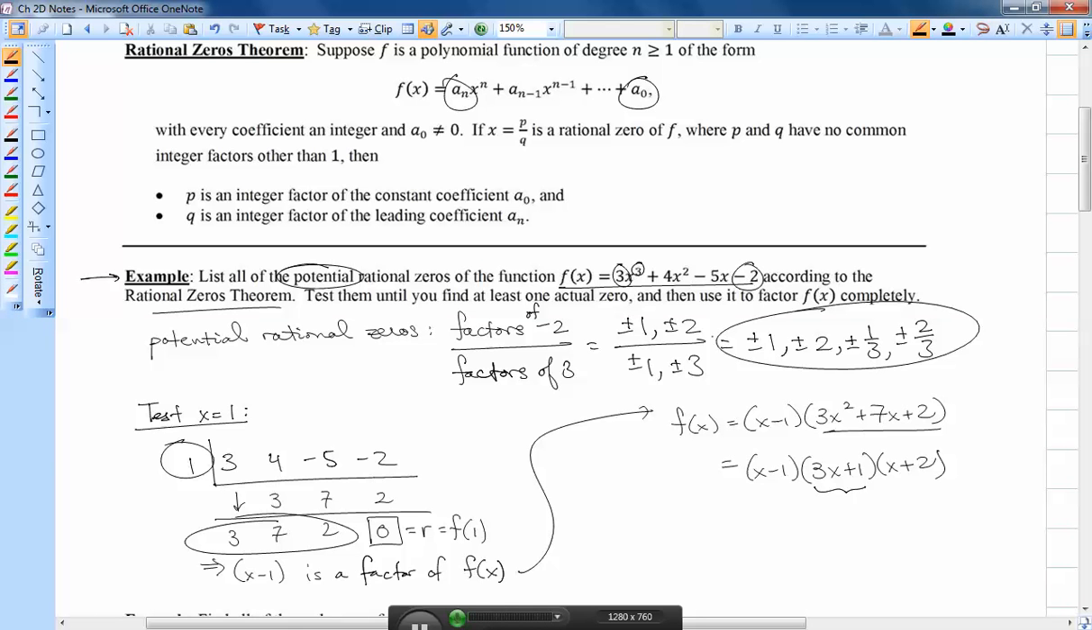Okay. So when you're ready to move on, after you understand this example, find the next video, and then I'll show you what I expect, because I don't actually expect you to test all 8 of these every time.